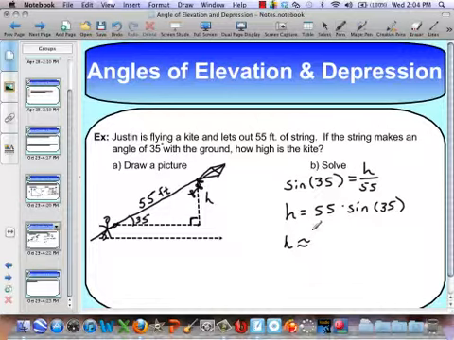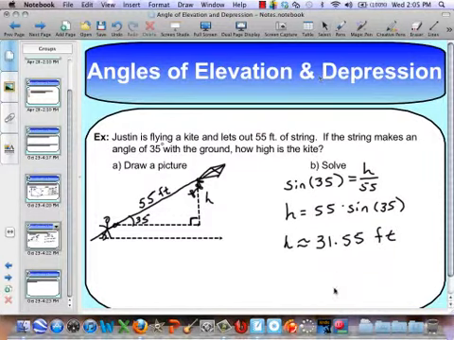I got 31.55. Now, guys, in this particular problem, we can say, okay, we're pretty good here, just leave it alone. But there are some other things here. Is this really how high the kite is? No. Why not? Because we went from the distance from his hand to the distance of the kite. So we don't technically have the height of the kite.